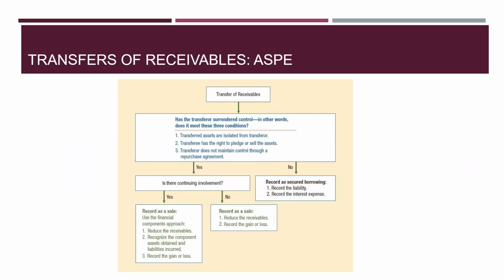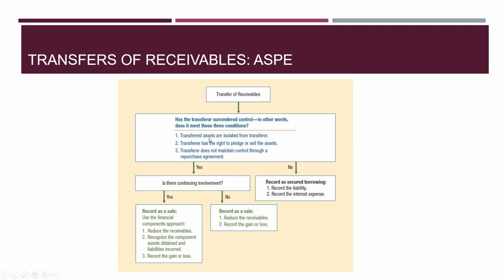Under ASPE standards, this is how we make the determination for the transfer of receivable. The three conditions that need to be met are: are the transferred assets isolated from the transferor? Does the transferee have the right to pledge or sell the asset? Does the transferor not maintain control through a repurchase agreement? If the answer to these conditions is no, then we are going to account for this as a secured borrowing, which means we will record the liability and the interest expense. The receivable will still be on the books, with no change on that side.